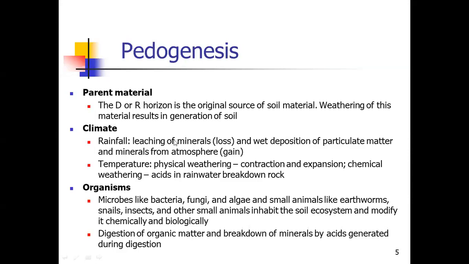What does rainfall do? When you have precipitation on any land surface, it will dissolve some of the minerals that are part of the parent material as well as the other layers on top. So there is leaching of minerals.